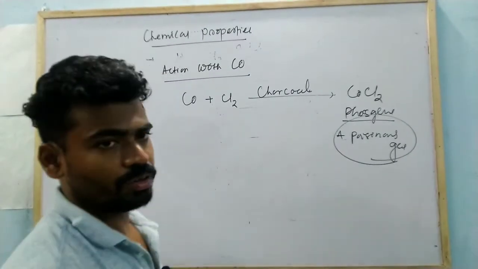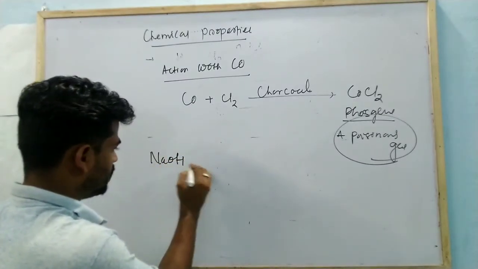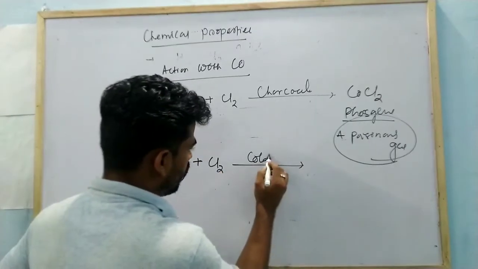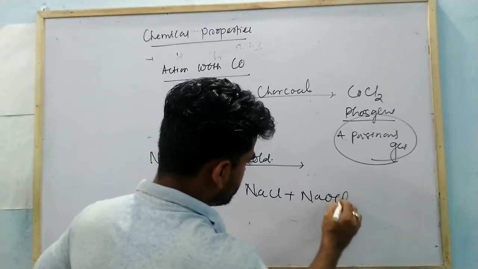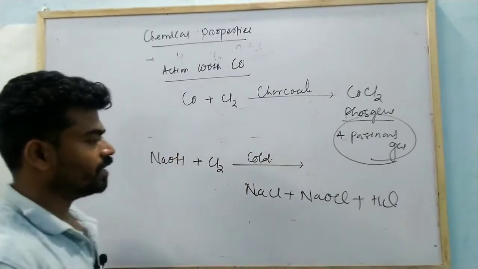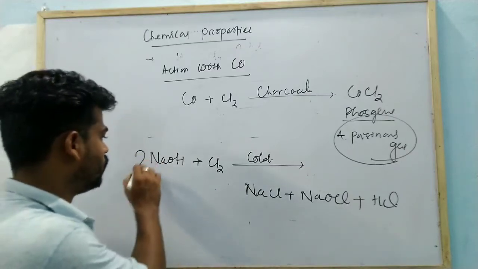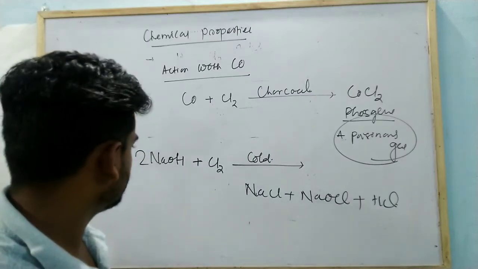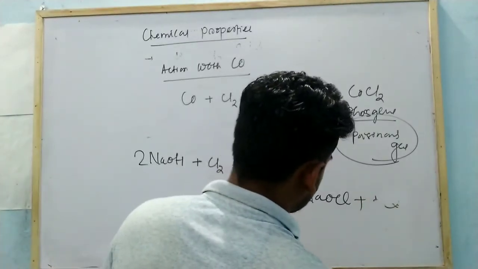If you treat chlorine with any alkali, let's say NaOH plus Cl2 in very cold condition, then you get NaCl plus NaOCl plus H2O. These are the reactions. 2NaOH, 2 oxygens are there and 2 hydrogens, here that will be H2O.